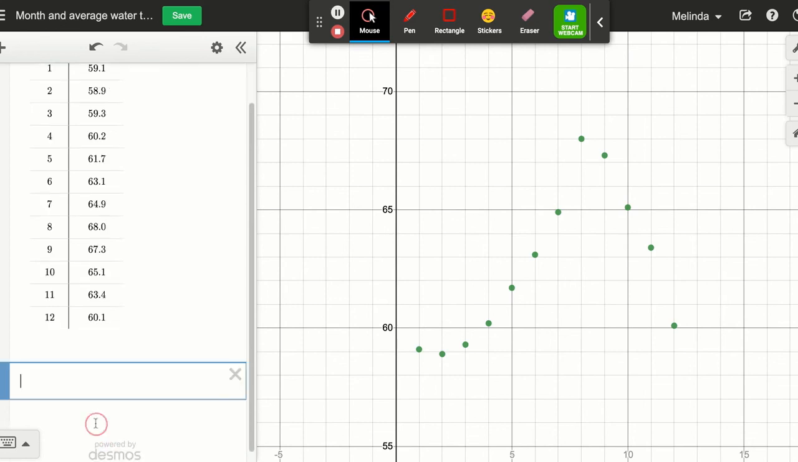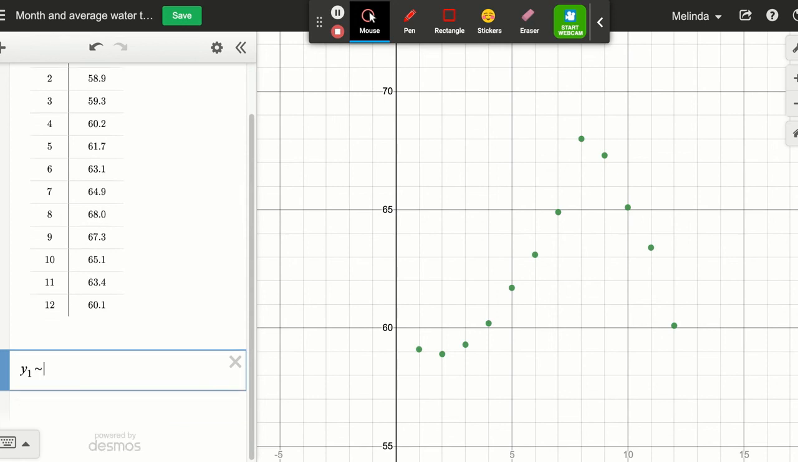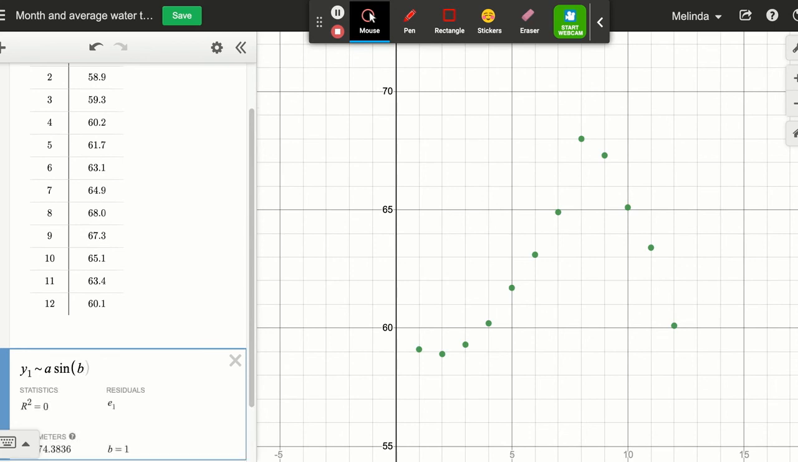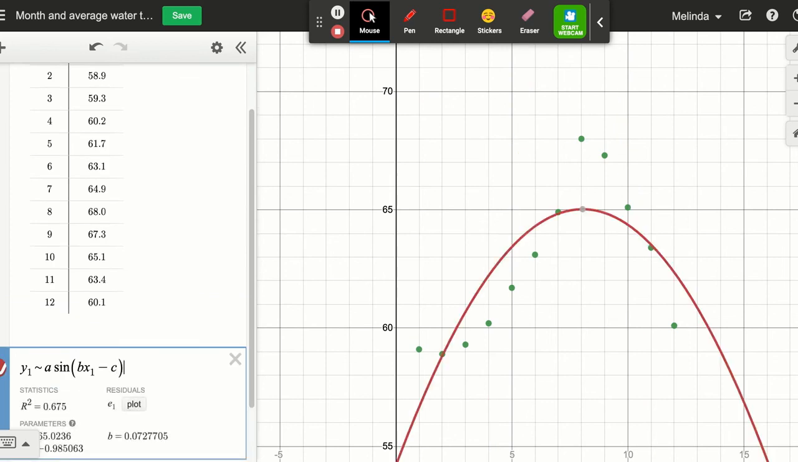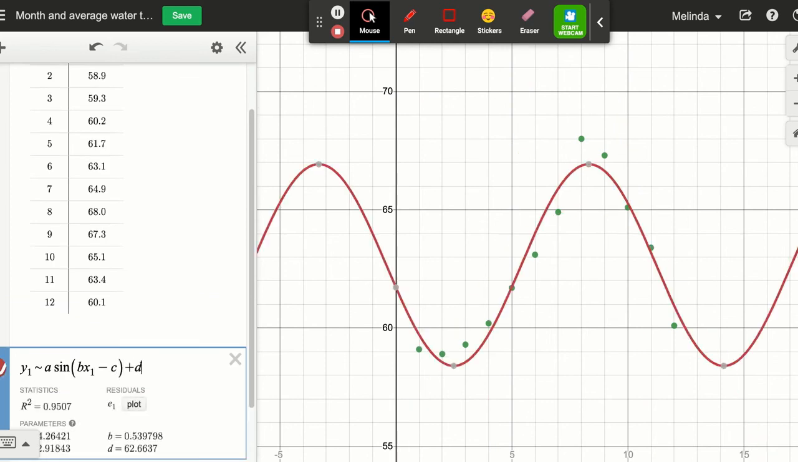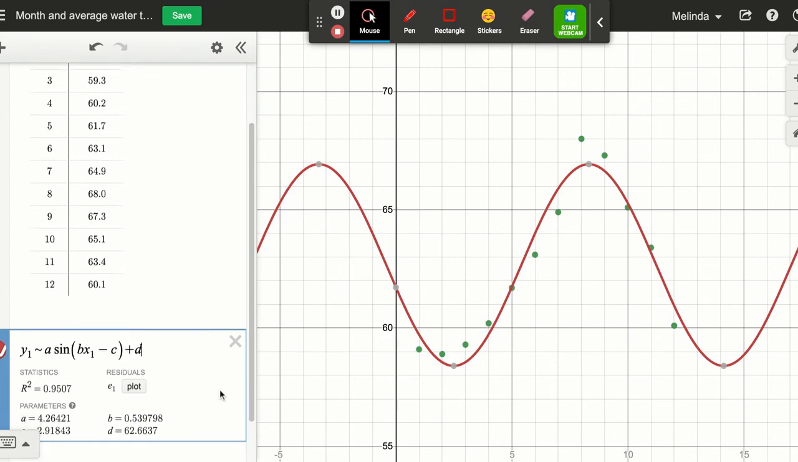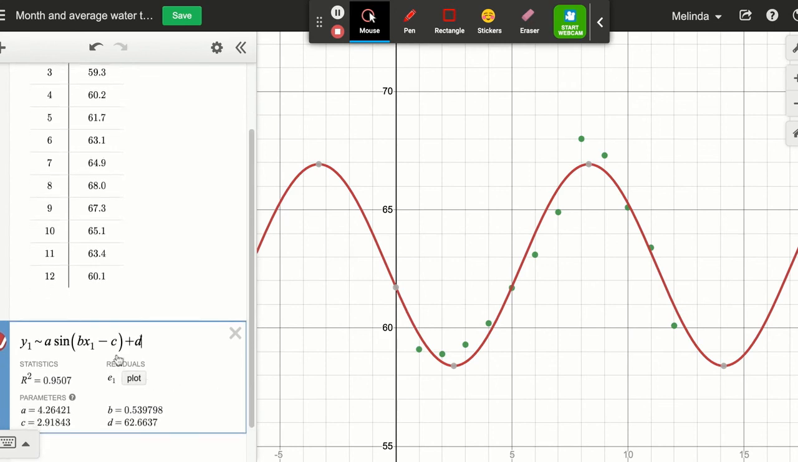So coming to a brand new line, I'm going to type y sub 1 is approximately. And then you have to know what the equation of a trig function looks like. So it's a sine in parentheses bx sub 1 minus c, plus d. Forget the x sub 1, it won't work. And again, it comes up with this gorgeous red trig function that tries its best to go through all the green dots. There's the correlation coefficient you can see.